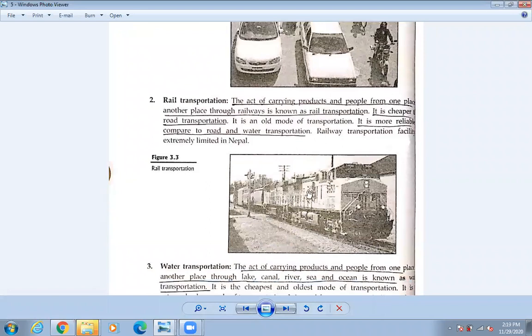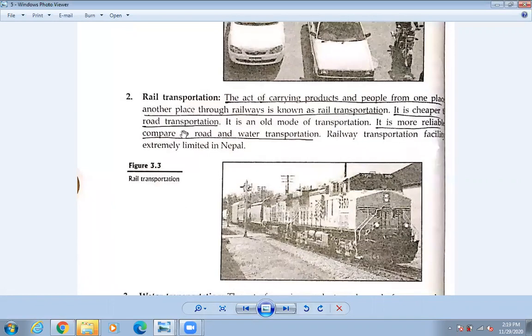Okay, so railway transportation. You can see a rail over here, a train. The act of carrying products and people from one place to another through the railway is known as railway transportation, and it is a cheaper means of transportation.